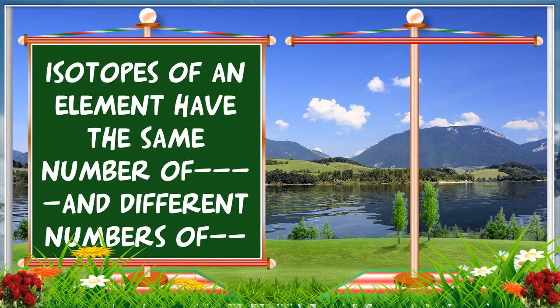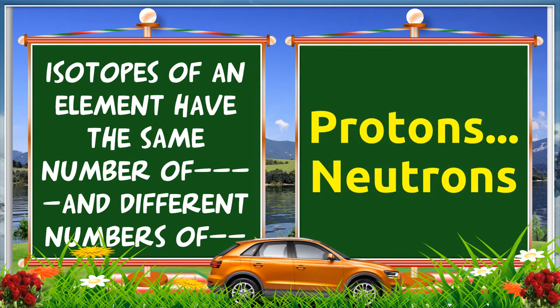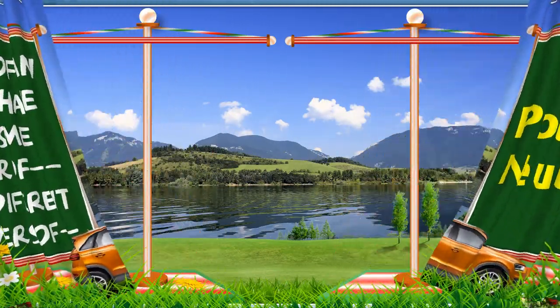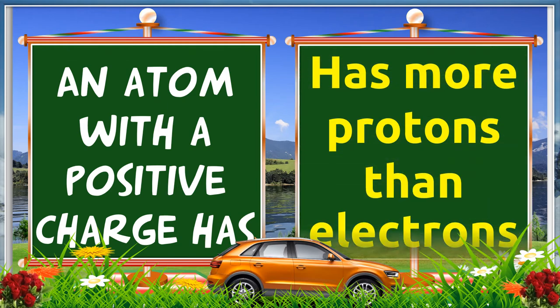Isotopes of an element have the same number of dash and different number of dash. Same number of protons and different number of neutrons. An atom with a positive charge has more protons than electrons.